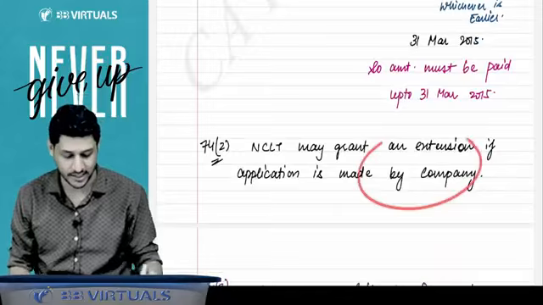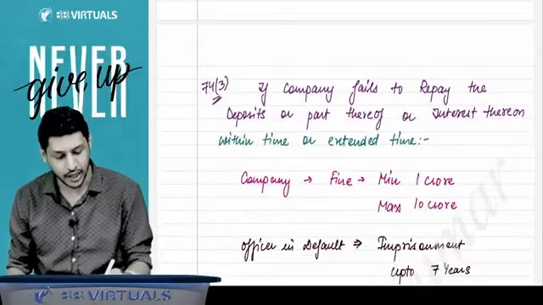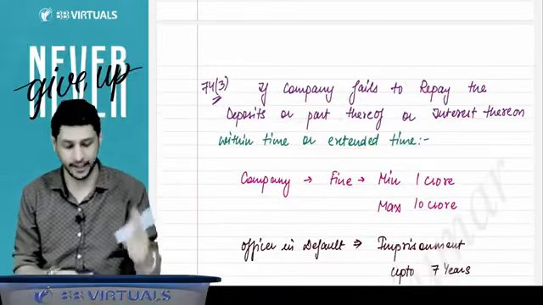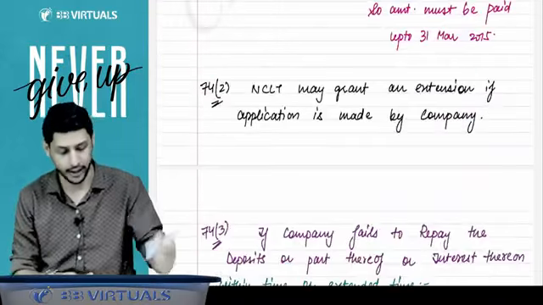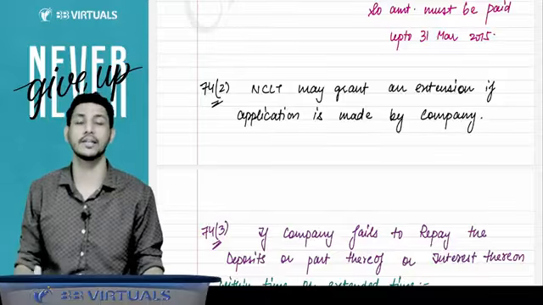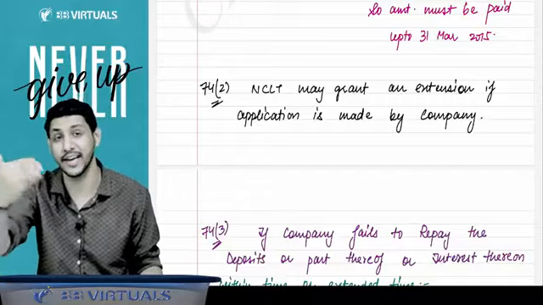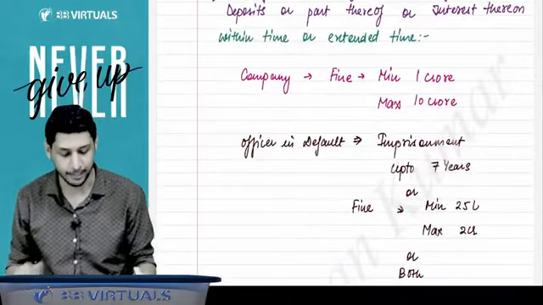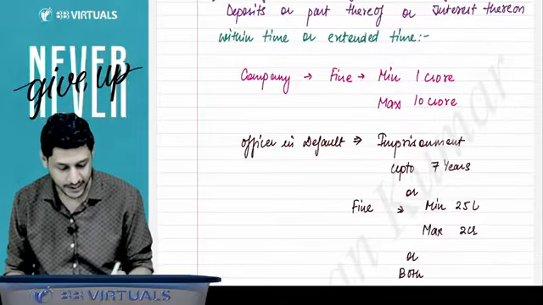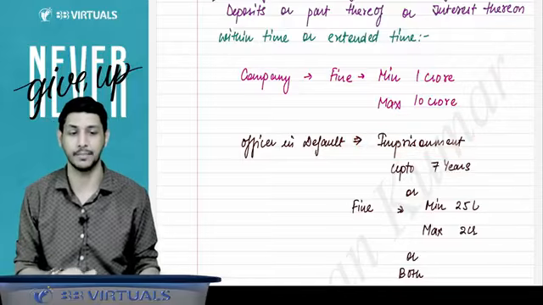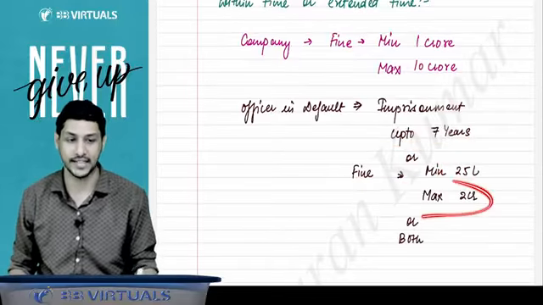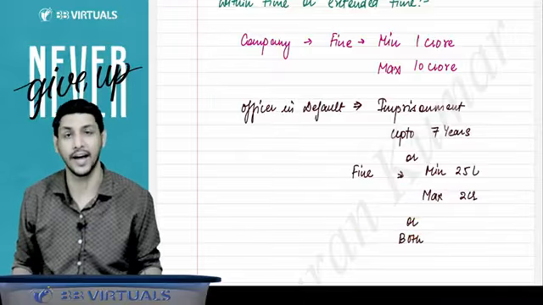NCLT can give you the extension if NCLT thinks fit. If the company fails to repay the amount or interest thereon within that time, or if NCLT has granted you extension and you have not repaid the deposit even in the extended time period, then that company will have to pay a fine of minimum 1 crore, maximum 10 crore. And the officer in default will be liable for imprisonment up to 7 years, or a fine of minimum 25 lakh, maximum 2 crore, or both.